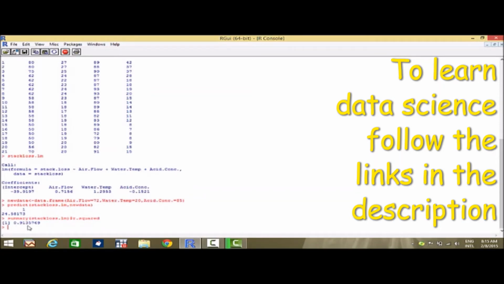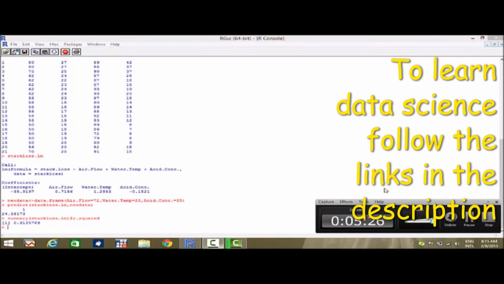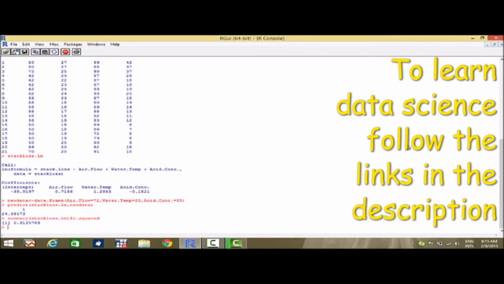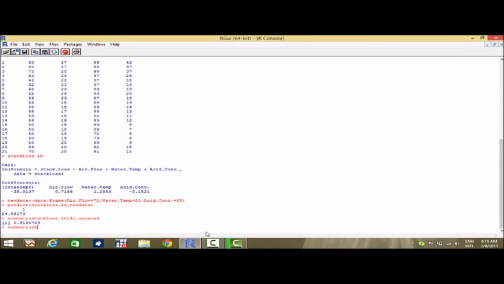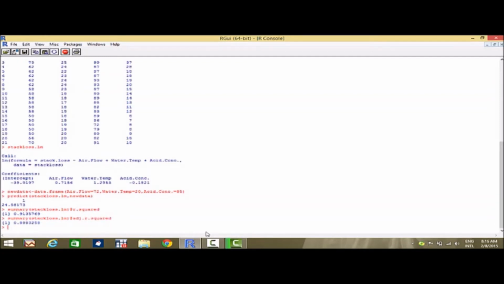That means the fitted model has an r square value of 91.35%. Suppose now we want to find the value of the adjusted coefficient of determination here. The adjusted coefficient of determination can be found in the same way by writing summary of stack loss dot lm dollar adj dot r squared, and I get the value to be 89.83%.